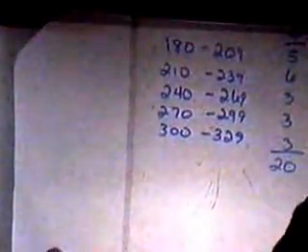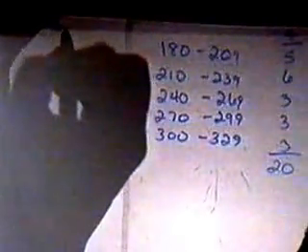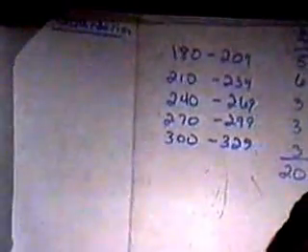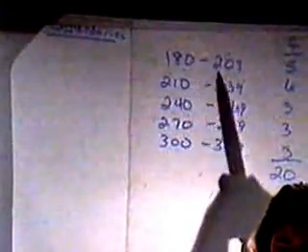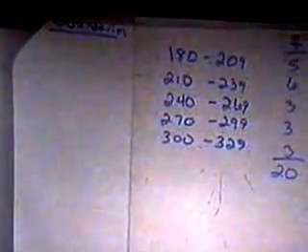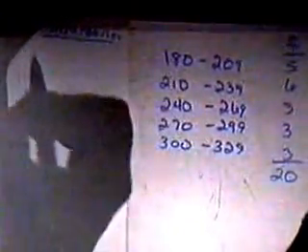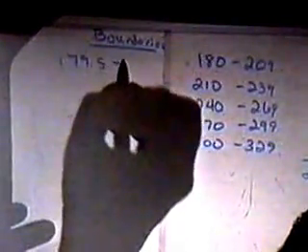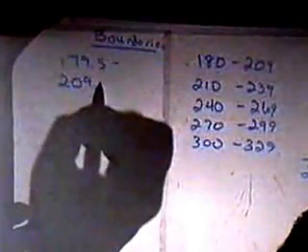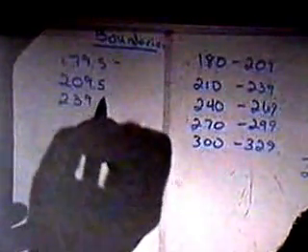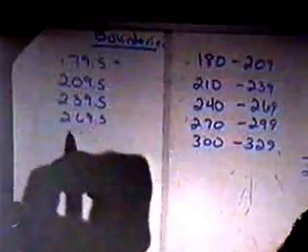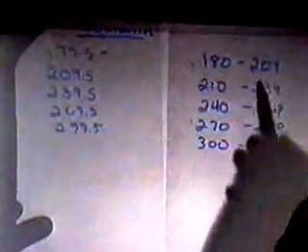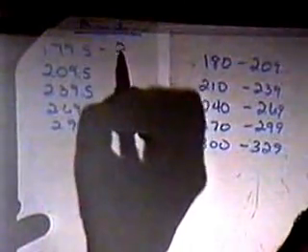Now I can come over here and I can write down my boundaries. The distance between here and here is 1. So half of that is 0.5. I subtract 0.5. 179.5. Subtract 0.5 all the way down. Add 0.5 all the way down this column.